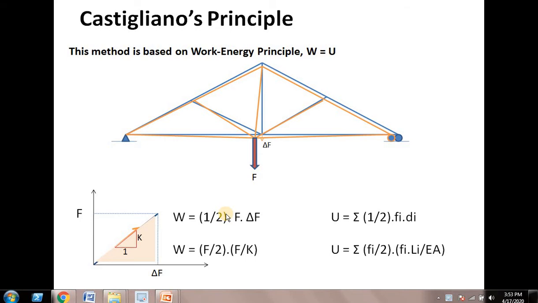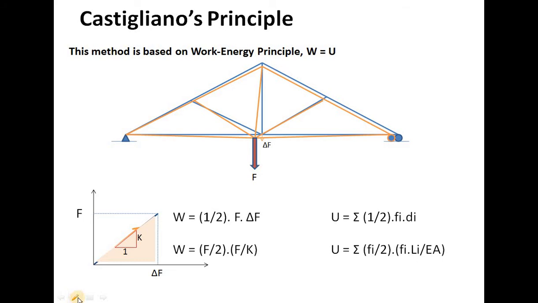In the previous parts I have already explained the virtual work principle for the trusses and for the beams. Now let us see another method of virtual work, that is called Castigliano's principle. This method is actually based on the work and energy principle, that is, external work done equals the total strain energy stored in the structure.